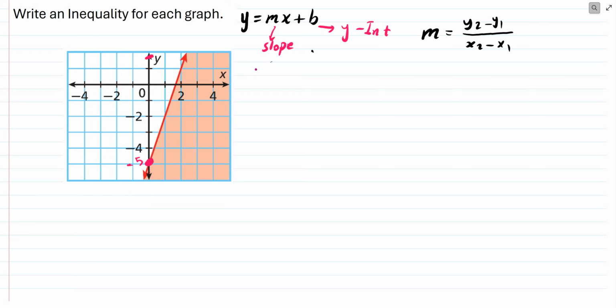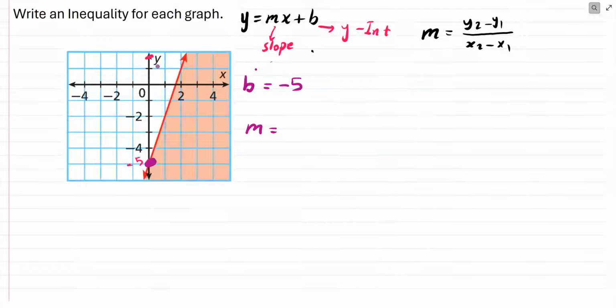Okay, first of all, b in this question, how much? I explained it. B is going to be -5. Why, teacher? B is the y-intercept. This line intersects the y-axis at -5. How about m?